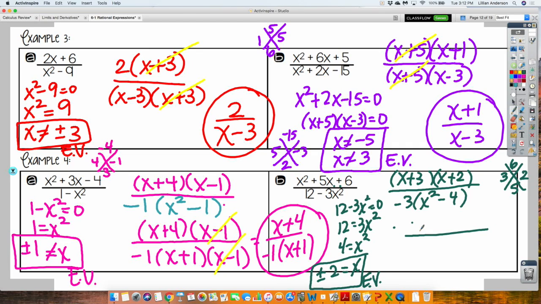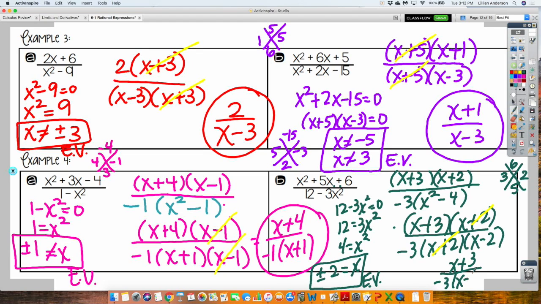Now, that denominator, that x squared minus 4, how does that factor? X plus 2, x minus 2. So my bottom becomes negative 3, x plus 2, x minus 2. And as you can see, what can cancel? X plus 2. So my final answer is x plus 3 all over negative 3, x minus 2.